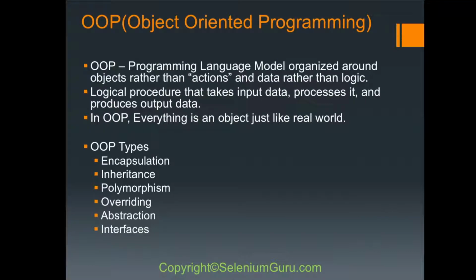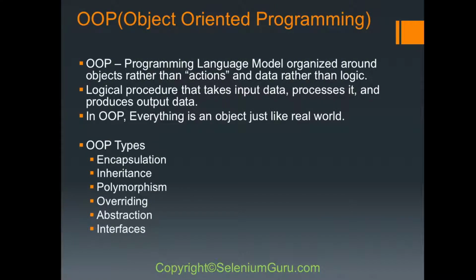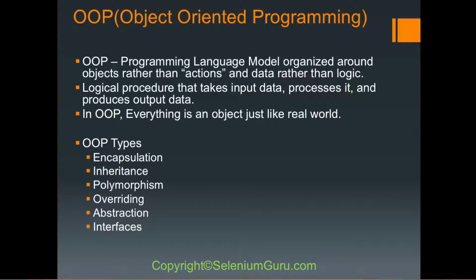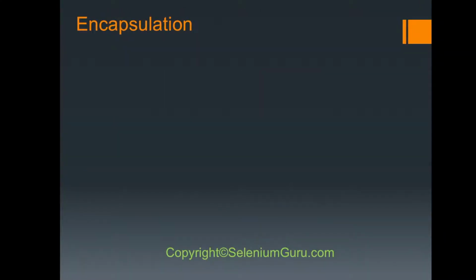There are a lot of different features of object-oriented programming. These are the benefits: first is encapsulation, then inheritance, polymorphism, overriding, abstraction, and interfaces. We're going to go one by one because this is one of the very important topics of the entire Java programming language. This is one of the features that made Java the most popular and commonly used programming language. So let's try to understand what encapsulation is.